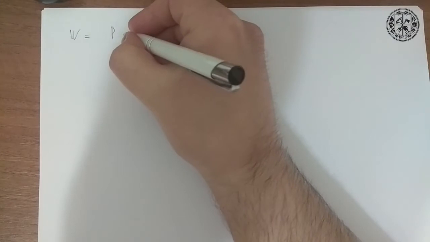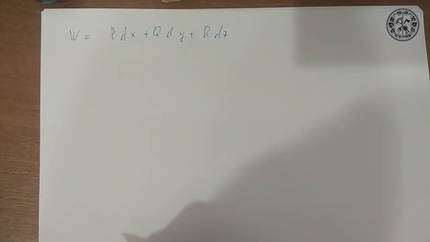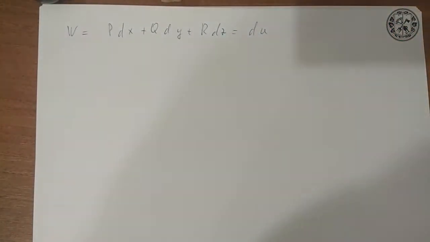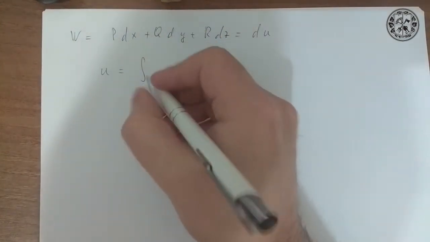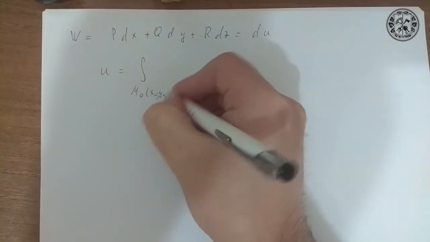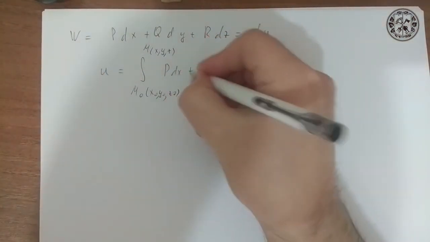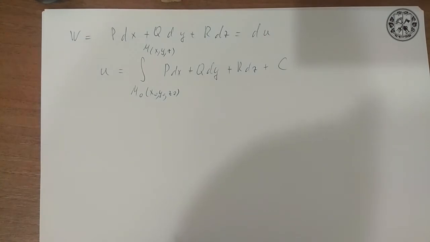What if we do have this form W, which equals P dx plus Q dy plus R dz, and we have that this form is differential of u? How can we restore this function u? We can restore it in the next way. We can integrate from m0, x0, y0, z0 to m, x, y, z, and we have to integrate p dx plus q dy plus r dz. And we can also restore it with some constant c, because we have derivatives here.